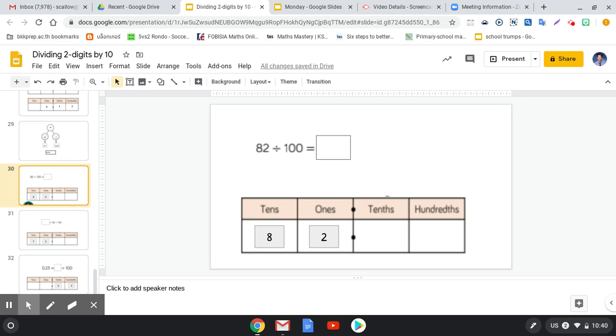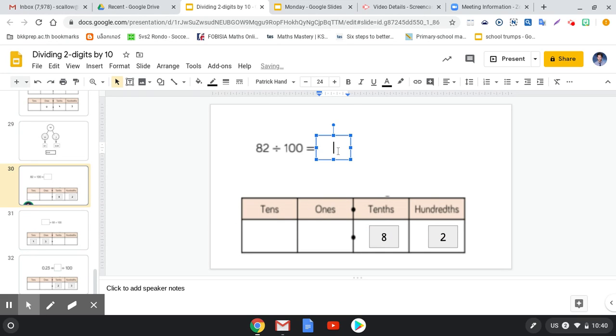Anyway, so we've got 82 divided by 100, so the same rules apply. So I'm going to move all the digits 2 places to the right. I'm going to move my ones first into the hundredths. I'm going to move my tens into the tenths. And this shows me that 82 divided by 100 is 0, because there are no ones, 8 tenths, and 2 hundredths.